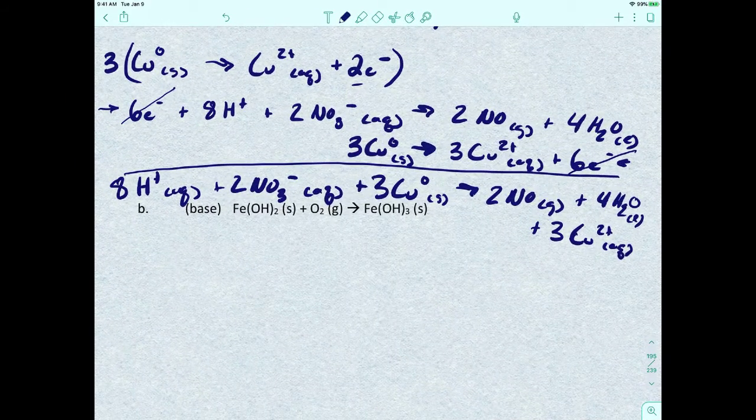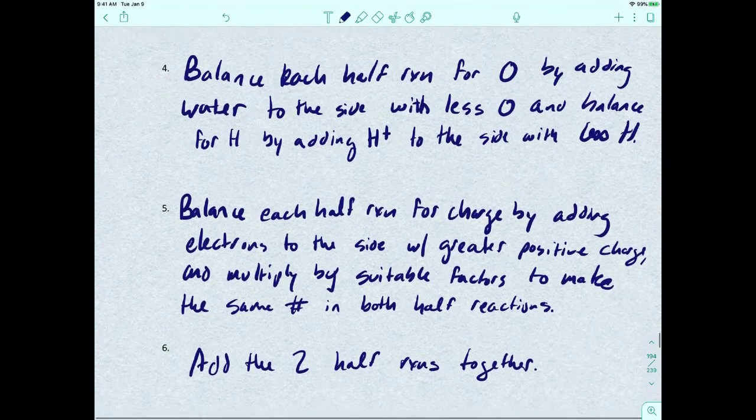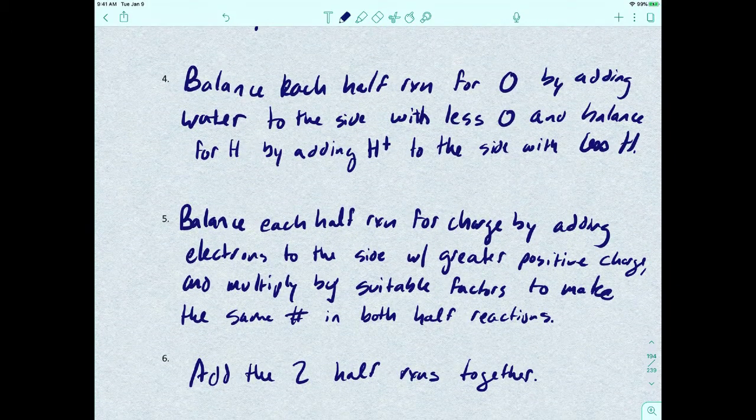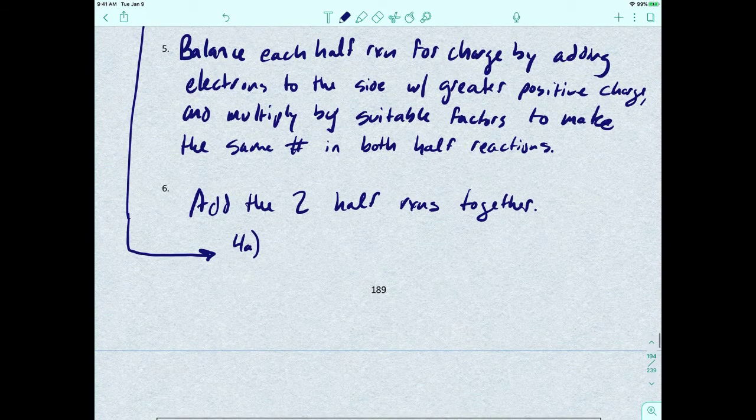So let's take a look at balancing a redox reaction in a basic solution. This does change a little bit, so let's go back to the directions. The directions are going to veer off right at this point, at the end of step 4. So let's make a note here. I'm going to write 4A, so this is going to be where we modify.